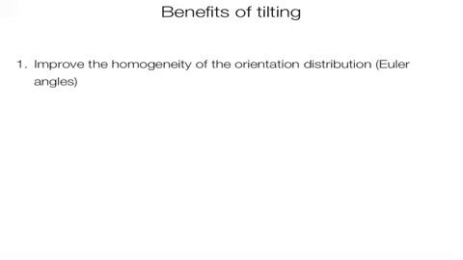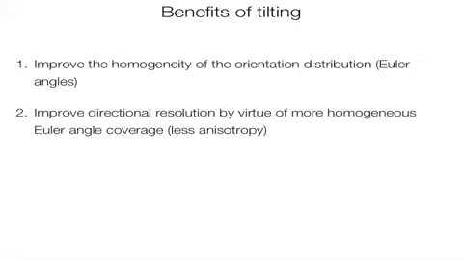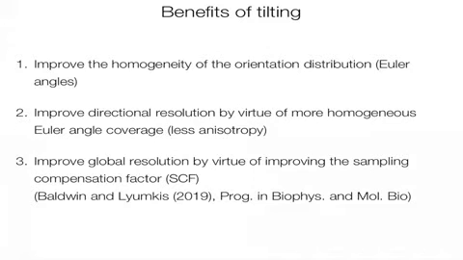So just briefly as an aside, there are actually a number of benefits to tilting for these preferentially oriented samples. You can improve the homogeneity of the orientation distribution, so these are your Euler angles. You improve the directional resolution by virtue of a more homogeneous Euler angle coverage, so you get less anisotropy. And then in a more recent manuscript, we actually showed that you can improve the global resolution by virtue of improving a factor that we've recently introduced called the sampling compensation factor.